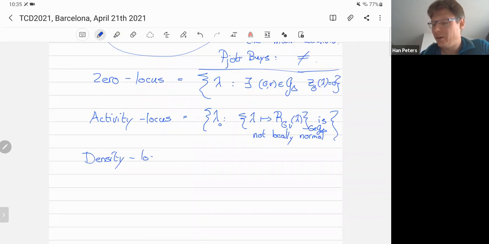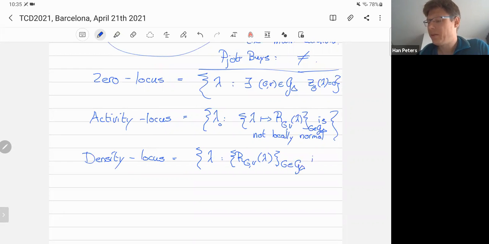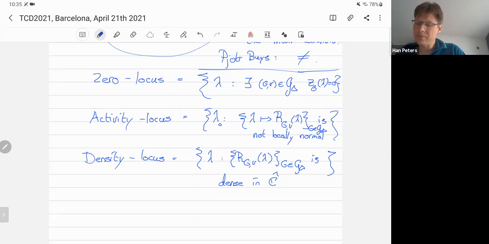Then a third notion is the density locus, which is all the lambdas for which, if you consider just the values at that point lambda, where again you vary your graph G, this is dense in C or in the Riemann sphere, of course equivalent. And this is an open set. It's not immediately obvious, but it is. This is an open set. So we take the closure of that.